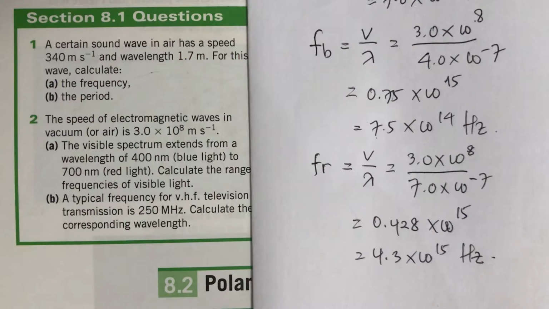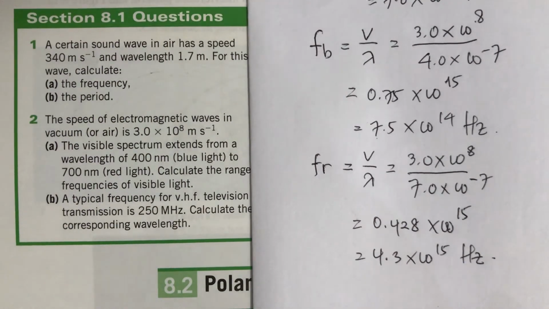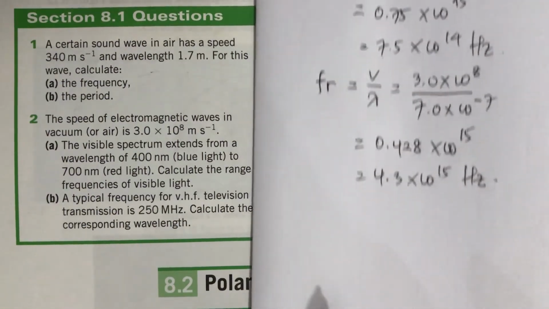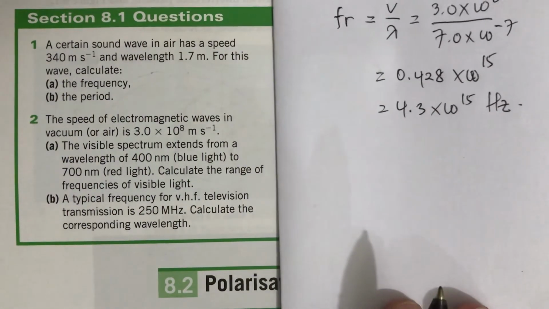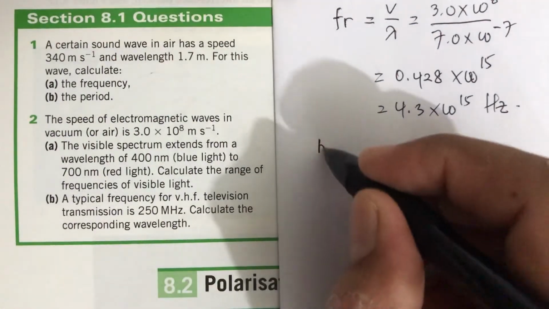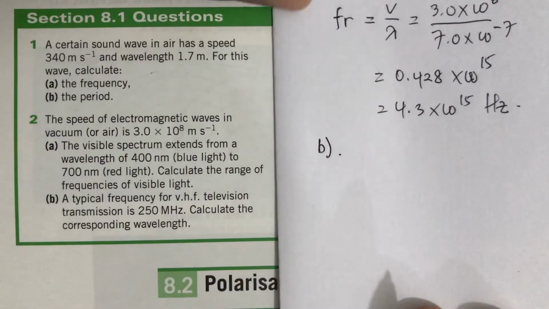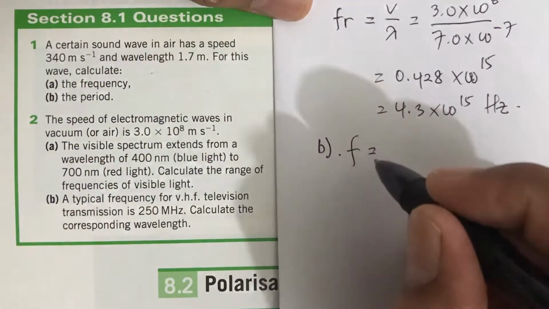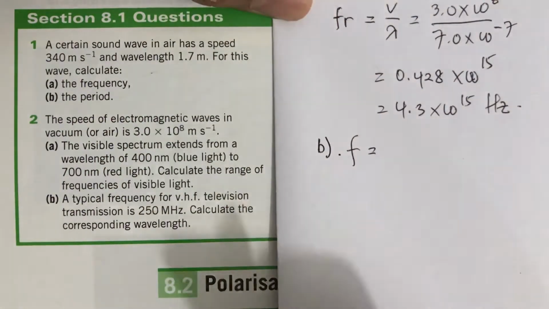You're watching until number 2 A, and now number 2 B. The typical frequency for VHF television transmission is 250 megahertz. Calculate the corresponding wavelength. They are asking about the frequency of VHF, very high frequency, I think.